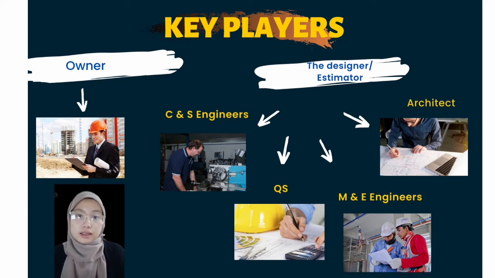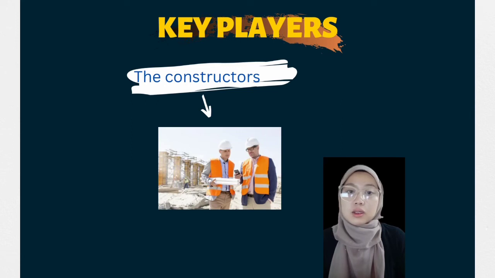And the second is the designer or the estimator, such as the architect. Architects are in charge of designs and project planning, and they are also responsible for the visual appearance of buildings and structures. Third is the constructor. Constructor means a principal participant or subcontractor hired by the design builder who is involved in the actual construction of the project.